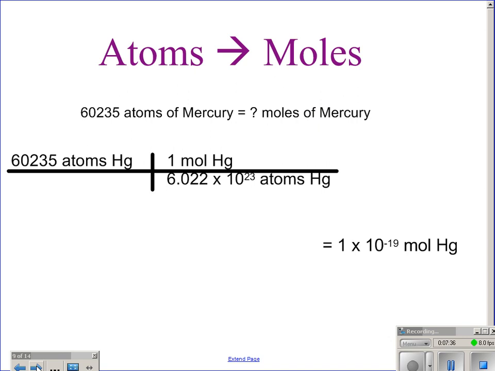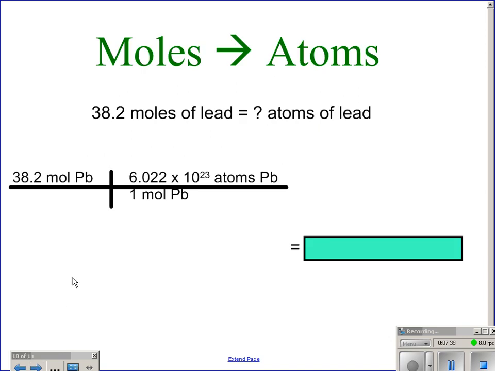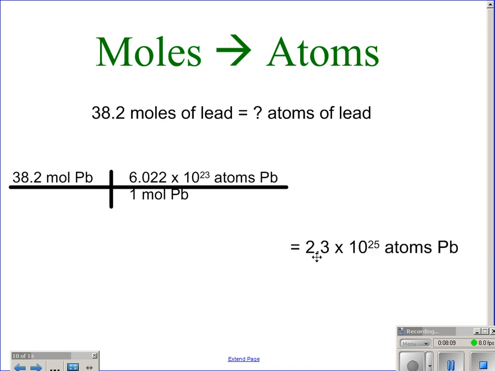Okay, moving on. Moles to atoms, which I believe is the last of our 4 types of problems. 38.2 moles of lead equal to how many atoms of lead? So we've got moles on the top. We'll need to cross cancel. So we put 1 mole on the bottom, and Avogadro's number goes on the top. This many atoms in 1 mole. This is just a simple multiplication problem. Just multiply all those numbers straight across. You should end up with 2.3 times 10 to the 25th atoms of lead.